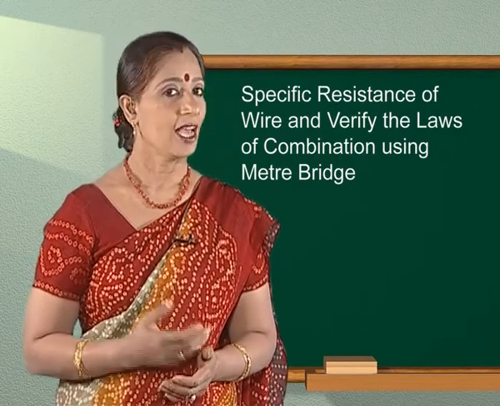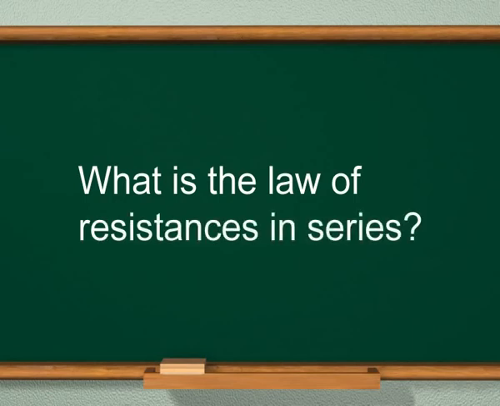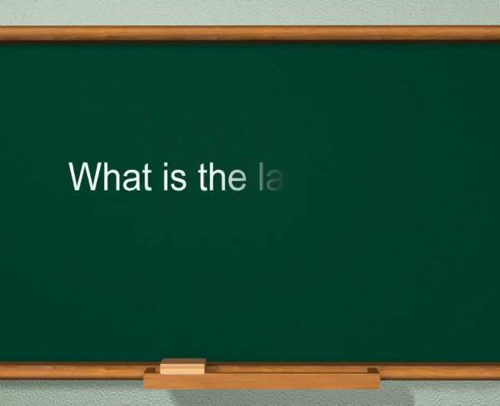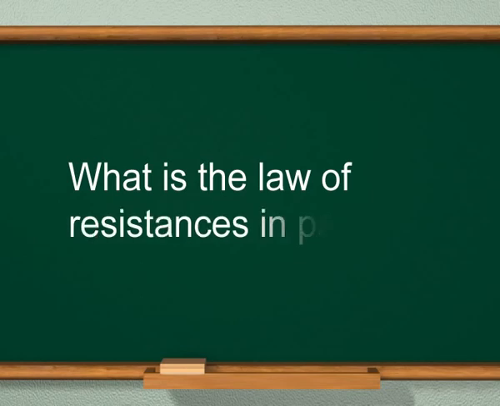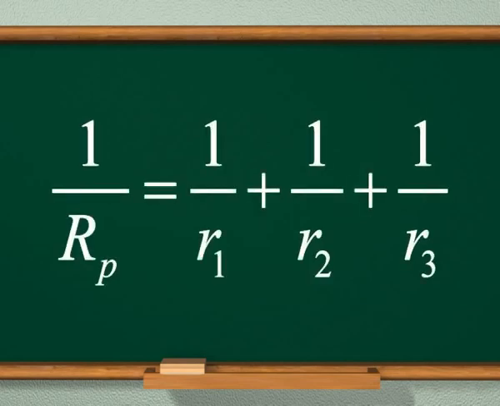So now we come to the end of today's topic. Here is a quick test for you. The first question is, what is the law of resistances in series? The answer says equivalent resistance is equal to the algebraic sum of individual resistors. Another question, what is the law of resistances in parallel? The answer, reciprocal of the equivalent resistance is equal to the sum of the reciprocals of individual resistors.